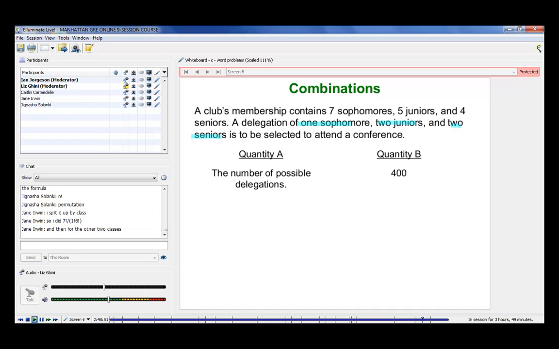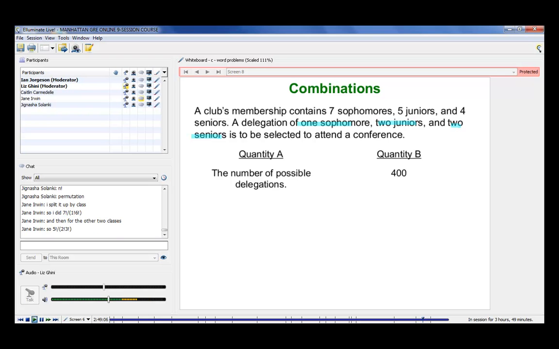You did 7 factorial over 1 factorial. Okay. And then for the other classes, yeah, you broke it out each way. You used the formula, all right? So this is your strategy.